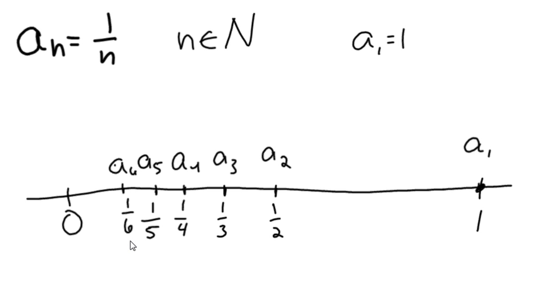And I think you guys see the pattern happening here. We have 1 over the term number, and the term number is getting bigger, which means the denominator is getting bigger. It means 1 over a bigger number is a smaller actual number. So a sub 7 is getting closer, a sub 8 is getting closer, a sub 9 is getting closer and closer and closer to 0.